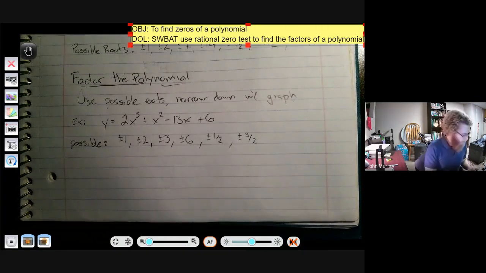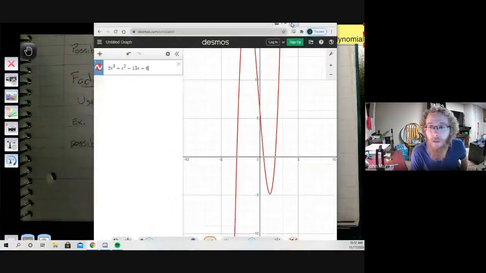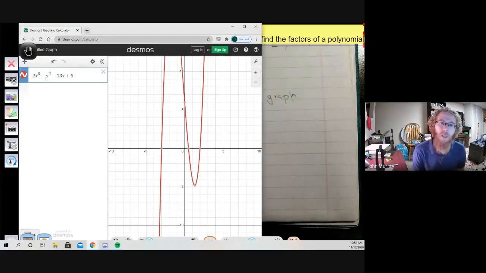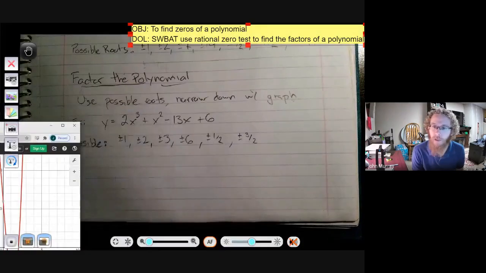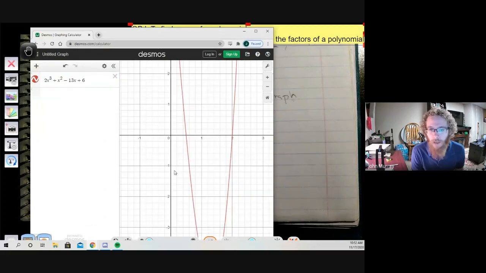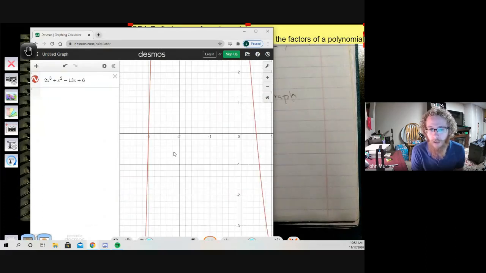All right. So what we're going to do is type this into our calculators. All right, so here we have the function 2x to the third plus x squared minus 13x plus 6, and we're going to look at what the zeros are. Oh, well, look at this. They actually tell me here. If they didn't tell you, you could just estimate.